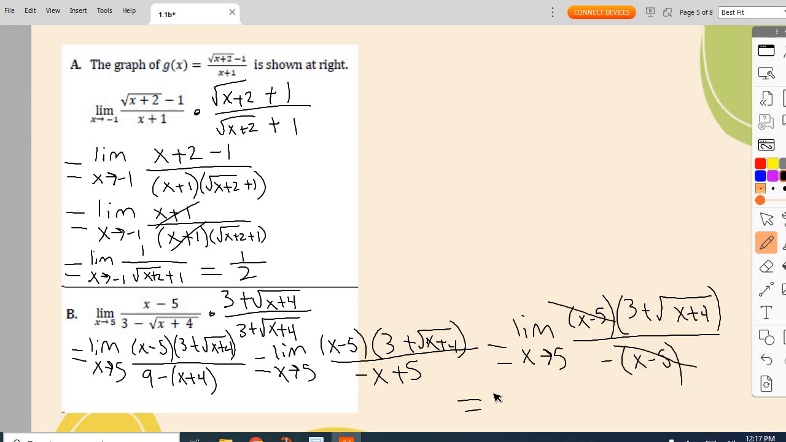Now it reduces. So you just have the limit as x goes to 5 of negative 1 over 3 plus the square root of x plus 4. Now can we plug in? Yep, we get square root of 9, which is 3. 3 plus 3 gives us 6, and then we gotta throw that negative in the front. 2 down, or I guess technically 3. Direct substitution, factoring, and rationalizing.